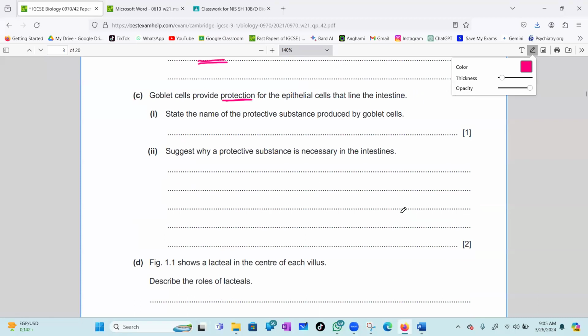Goblet cells provide protection for the epithelial cells that line the intestine. State the name of the protective substance produced by the goblet cells. What do the goblet cells produce? Mucus. Mucus, very good. You all got that.